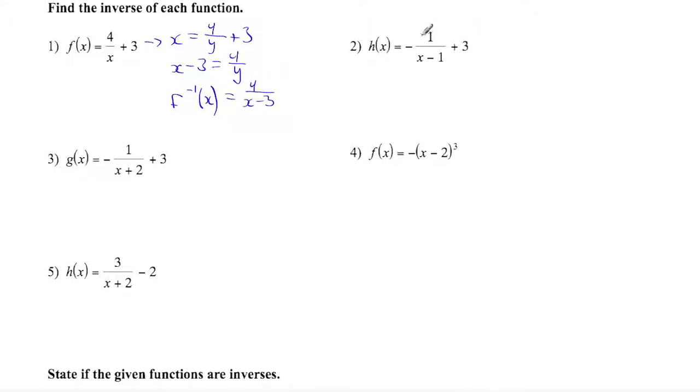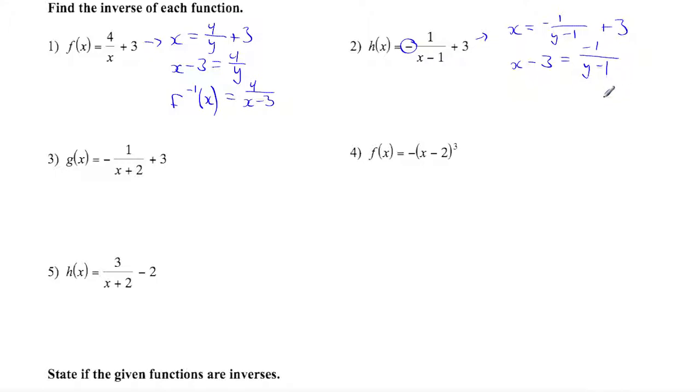For number 2, same deal. I'm going to say h of x is y. And so if I switch that with the x, I get x is equal to negative 1 over y minus 1, plus 3. Same thing, I can subtract 3 from both sides. So I get x minus 3 is equal to, this negative could be in the numerator or denominator. For simplicity's sake, I'm just going to put it right in the numerator.